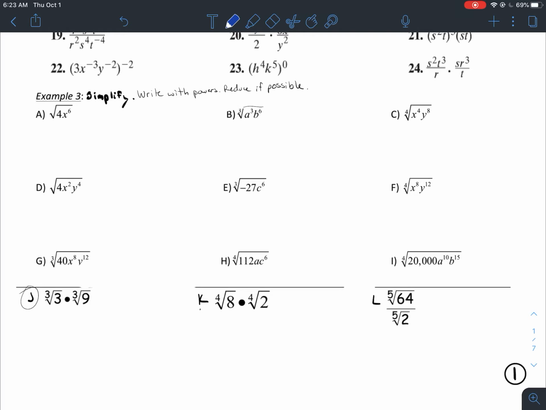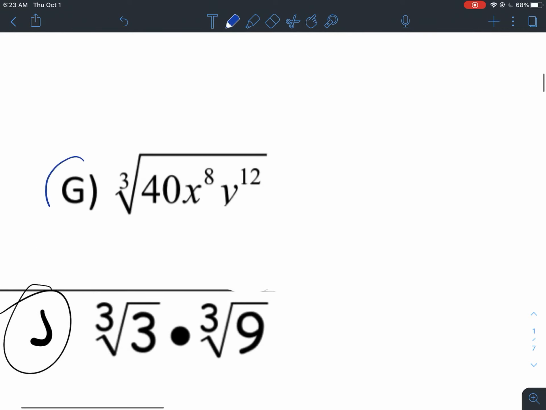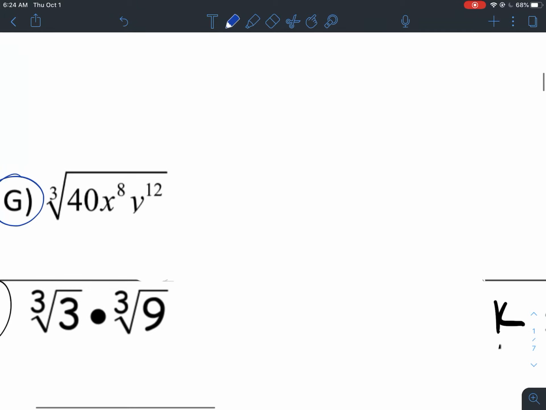All right, so now for a through i, they're asking you to write these as powers and reduce if possible. So I will do, let's do g. We're going to write these as powers and then see if we can reduce them.